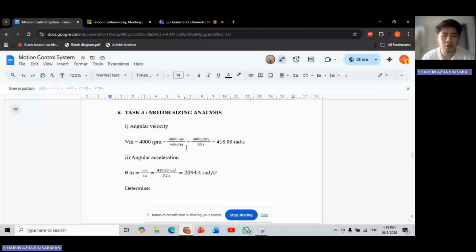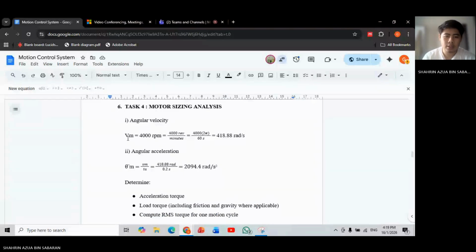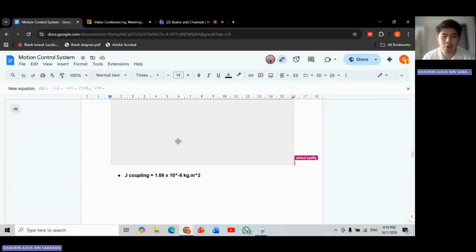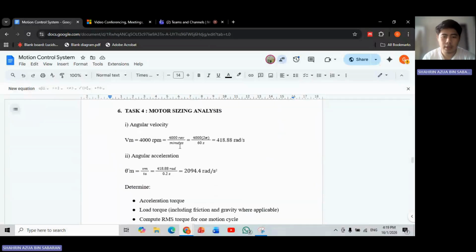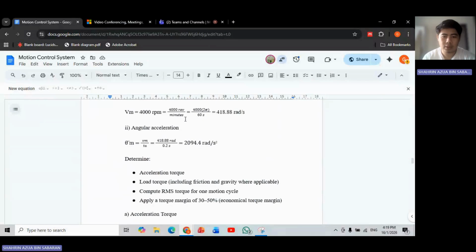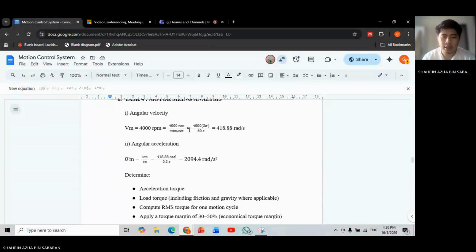Today I'm going to talk about Task 4, which is motor sizing analysis. First, we have to calculate the angular velocity. The maximum motor speed we got is 4,000 rpm, and rpm is 2π over minutes, but we have to convert minutes to seconds, so we get 60 seconds. So 4,000 times 2π over 60 seconds gives the angular velocity.